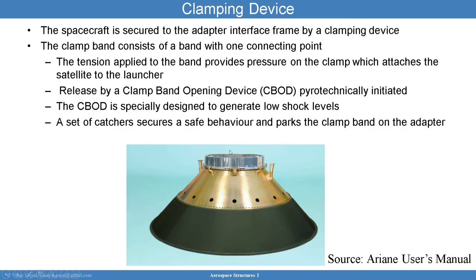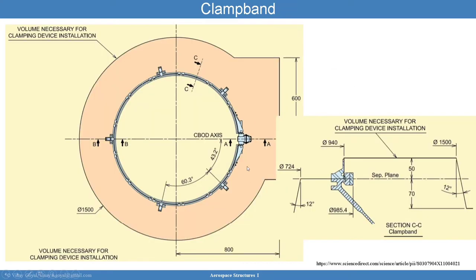If I look from the top down, here I have a view of the clamp band. It's basically a clamp, and you can see that here. And then here you have a joint. In this joint, what we're trying to do is apply pressure to this clamp and then release it with a pyrotechnic device.